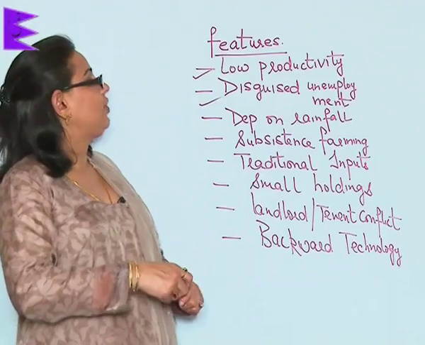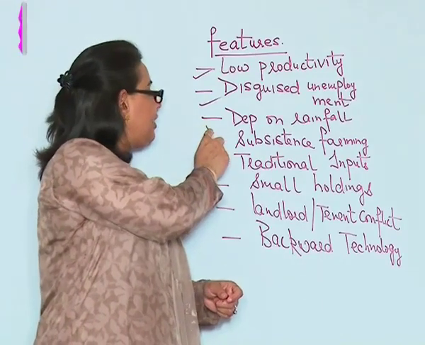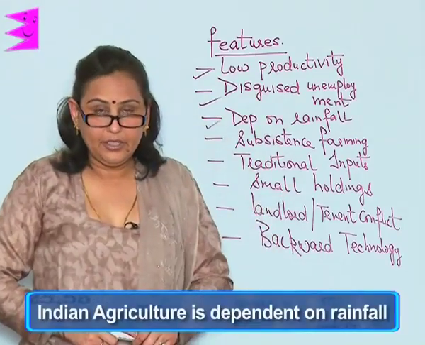The third feature of Indian agriculture is its dependence on rainfall.